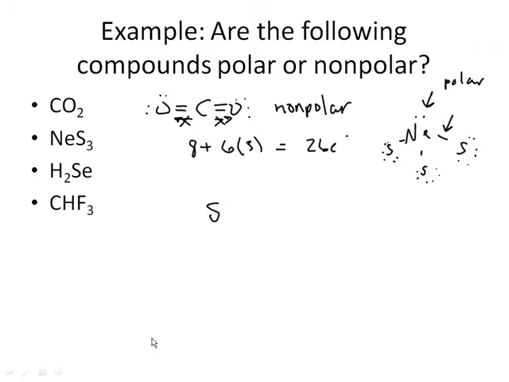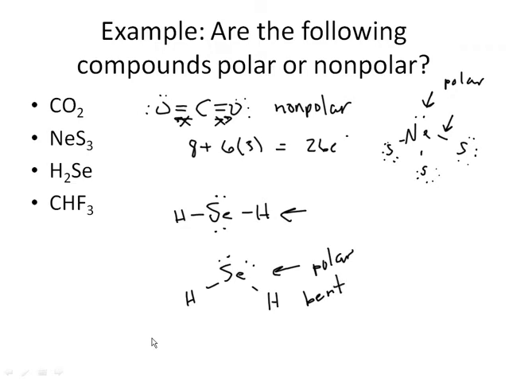H2Se actually looks like this when you draw it, but we have to think about its actual 3-dimensional shape here, which is bent. Turns out both of those non-bonding pairs of electrons are on the same side, which means that although it might look symmetrical when we draw it this way, when we think about its 3-dimensional shape, we can tell that it's not symmetrical. And so this is polar. Again, if you think about it, all bent molecules will be polar.